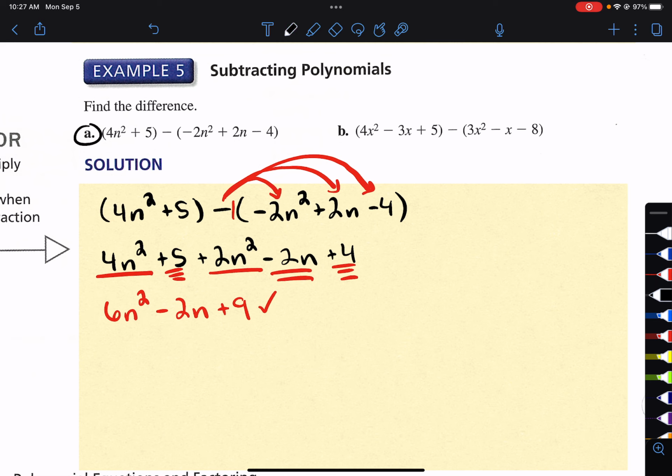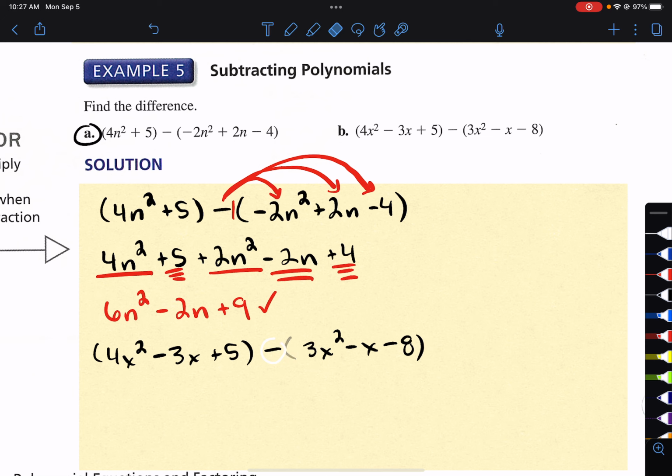Okay, let's do example B. So example B is 4x squared minus 3x plus 5 minus another parenthesis, 3x squared minus x minus 8. Now I have a negative that I have to distribute. Whoops, I don't want to erase it. I have a negative that I need to distribute to everything in that second parenthesis. I don't have to do anything to the first parenthesis. That one's okay. 4x squared minus 3x plus 5.